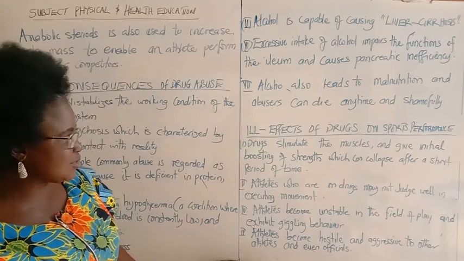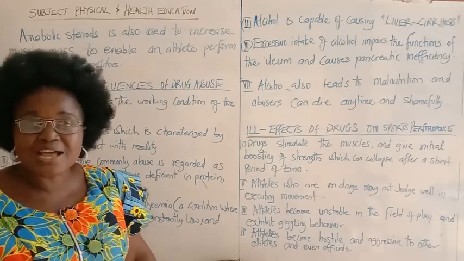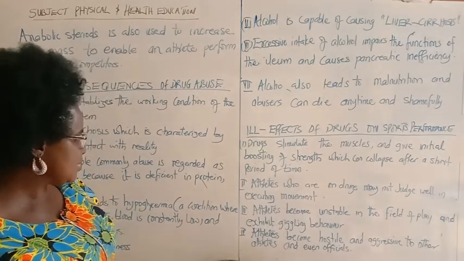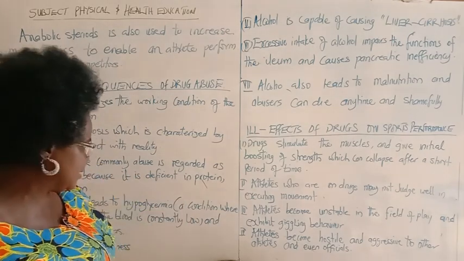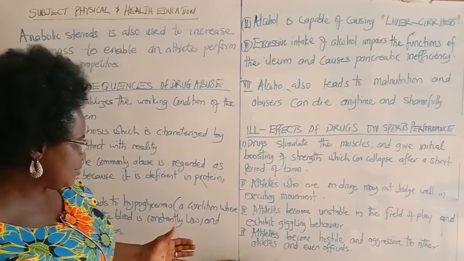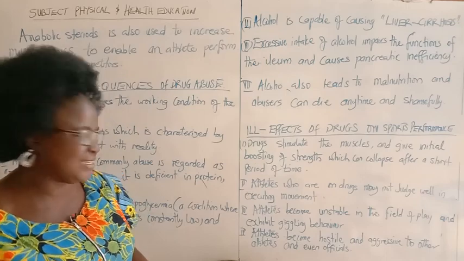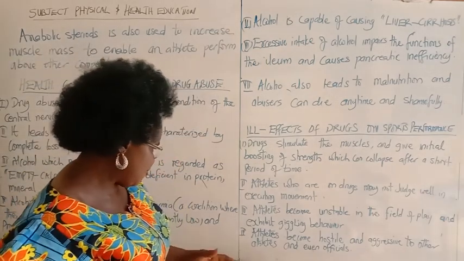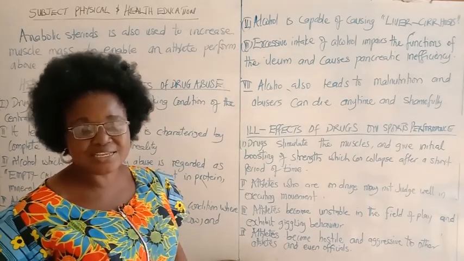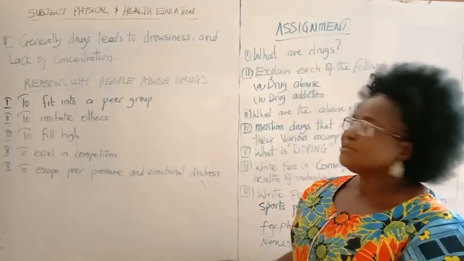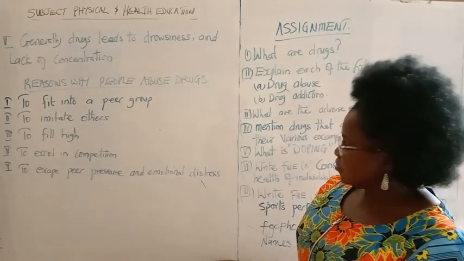We go on straight to ill effects of drugs on sports performance. Drugs stimulate the muscle and give the initial boosting of strength, which can collapse after a short period of time. The second one, athletes who are on drugs may not judge well in executing movements. Third one, athletes become unstable in the field of play and exhibit giggling behavior. The fourth one, athletes become hostile and aggressive to other athletes, even to officials. Generally, drugs lead to drowsiness and lack of concentration.